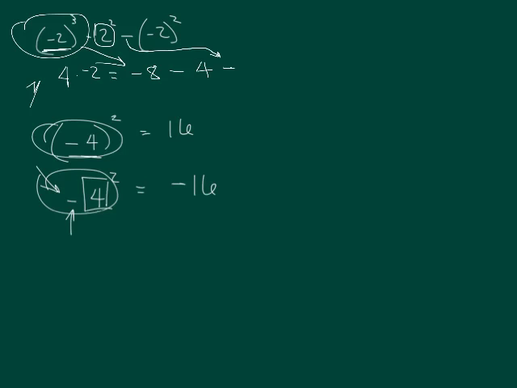Negative 2 squared. Negative 2 times negative 2 is positive 4. So at this point we've just simplified the original problem up here to negative 8 minus 4 minus 4. Alright, so negative 8 minus 4 is negative 12. And then we'll put this minus 4 here and do that next. And we get negative 16 for our answer. Alright, so that's it for lesson A.